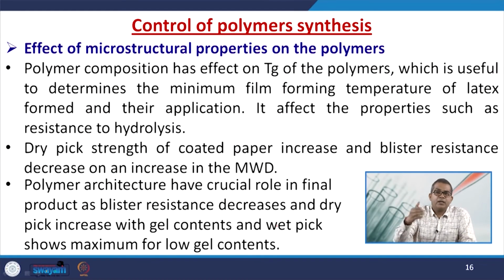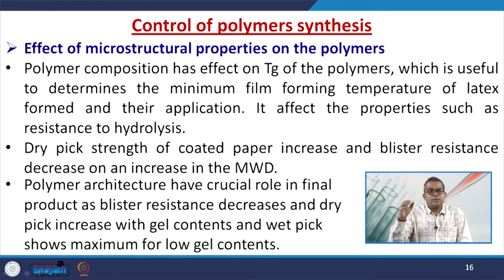Now, there are certain effects we would like to address of these microstructural properties on the polymer. The polymer composition has an effect on the glass transition of polymers, which is useful to determine the minimum film forming temperature of, say, latex formation and their application. Now, it usually affects the properties, sometimes resistance to hydrolysis, etc. So, you are having very specific use of these types of polymers.